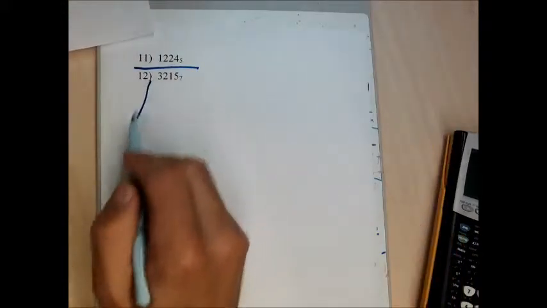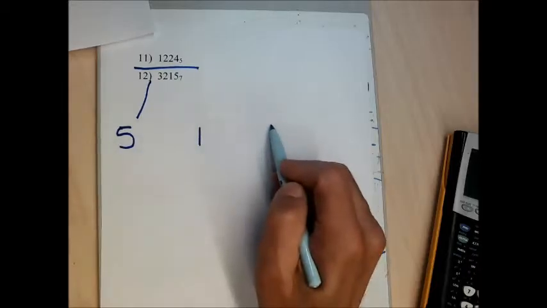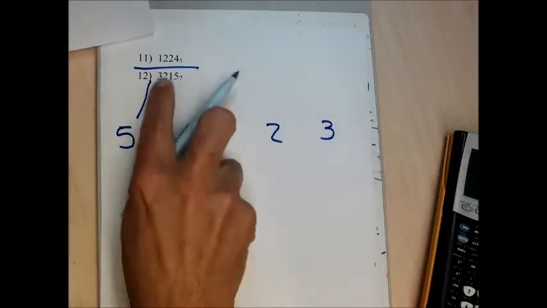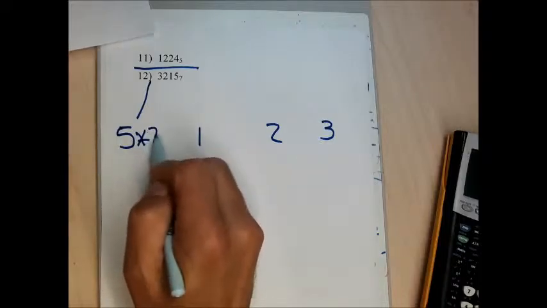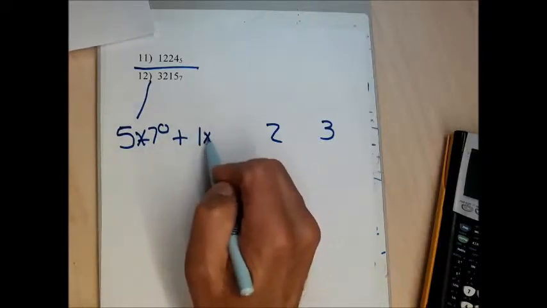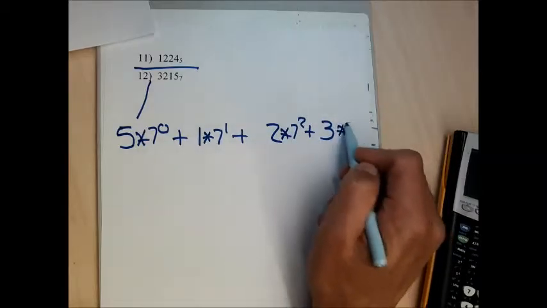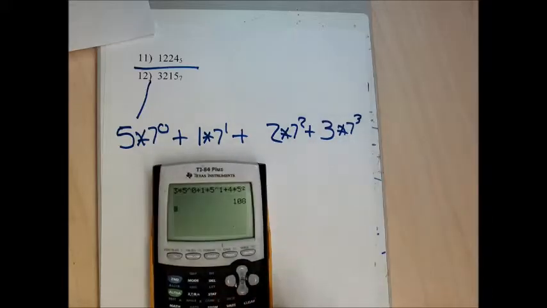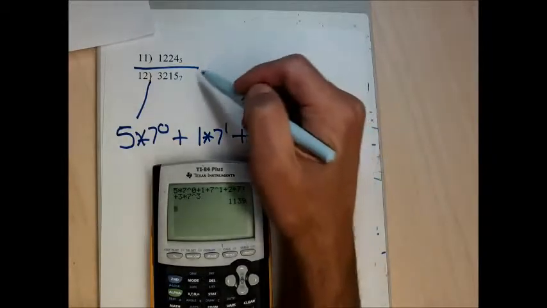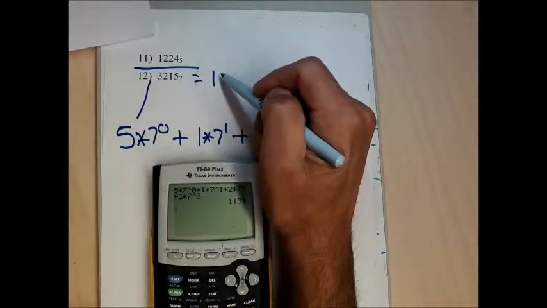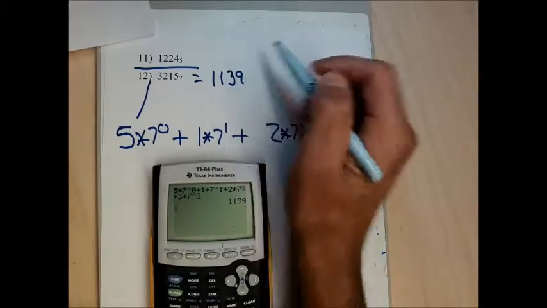When I do 12, I'm going to write 5, 1, 2, 3, which is writing the number backwards, and then times 7 to the 0 plus times 7 to the 1 plus times 7 squared plus times 7 cubed. This is going to be a large number. So 5 times 7 to the 0 plus 1 times 7 to the 1 plus 2 times 7 squared plus 3 times 7 cubed. My answer, 3215 base 7 equals 1139 base 10.